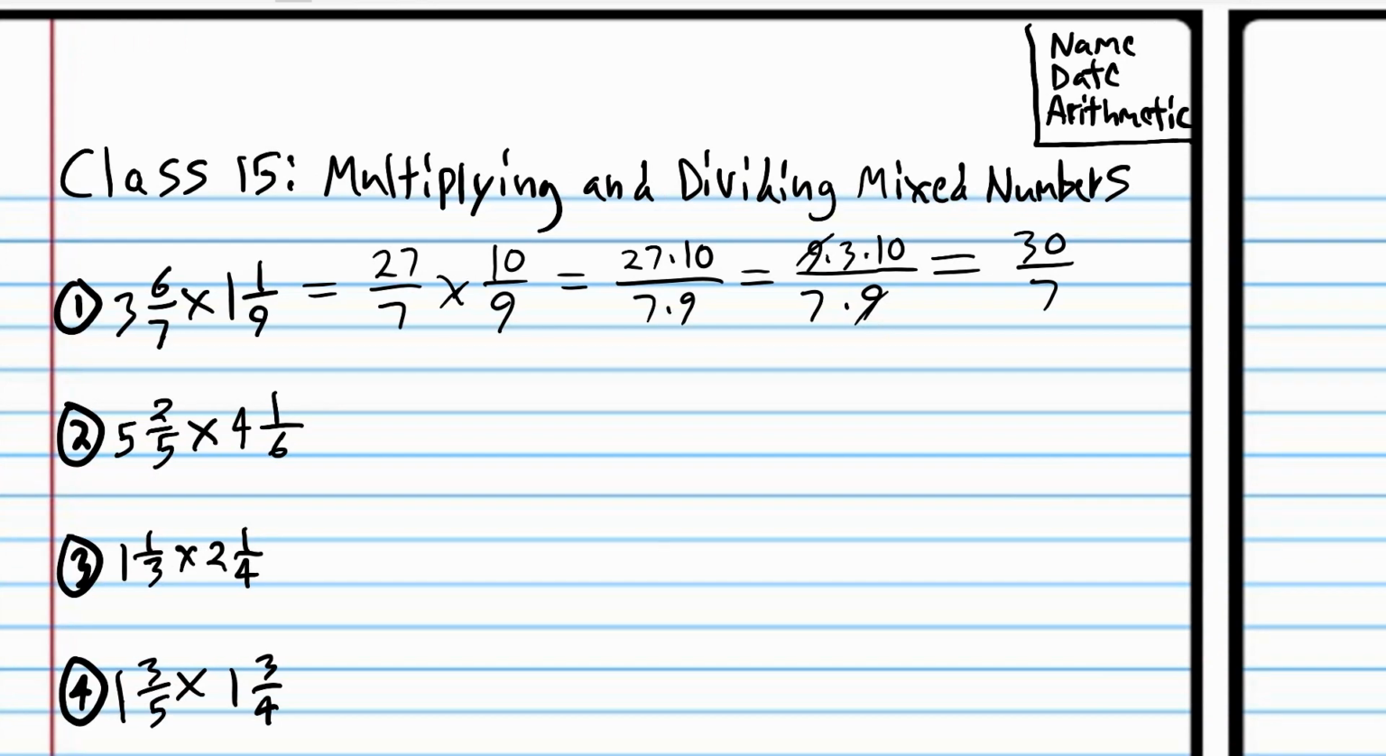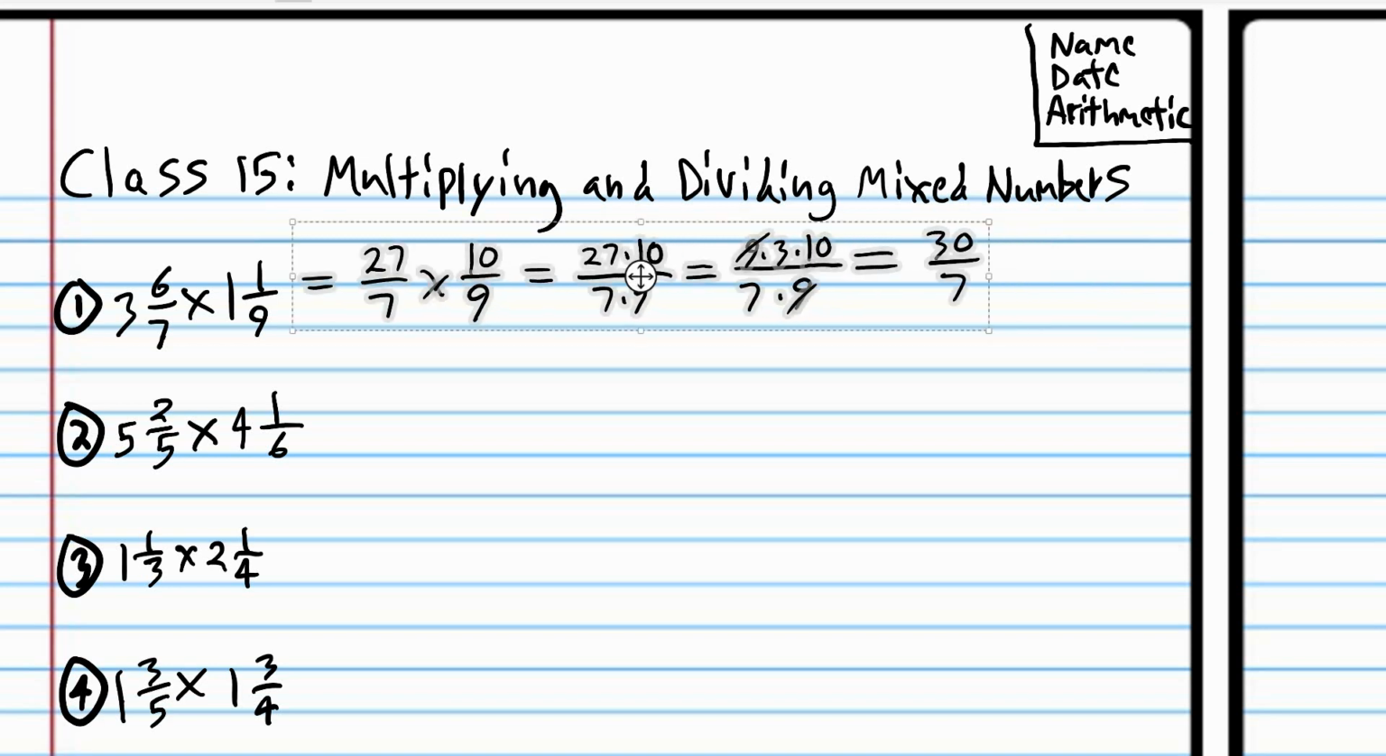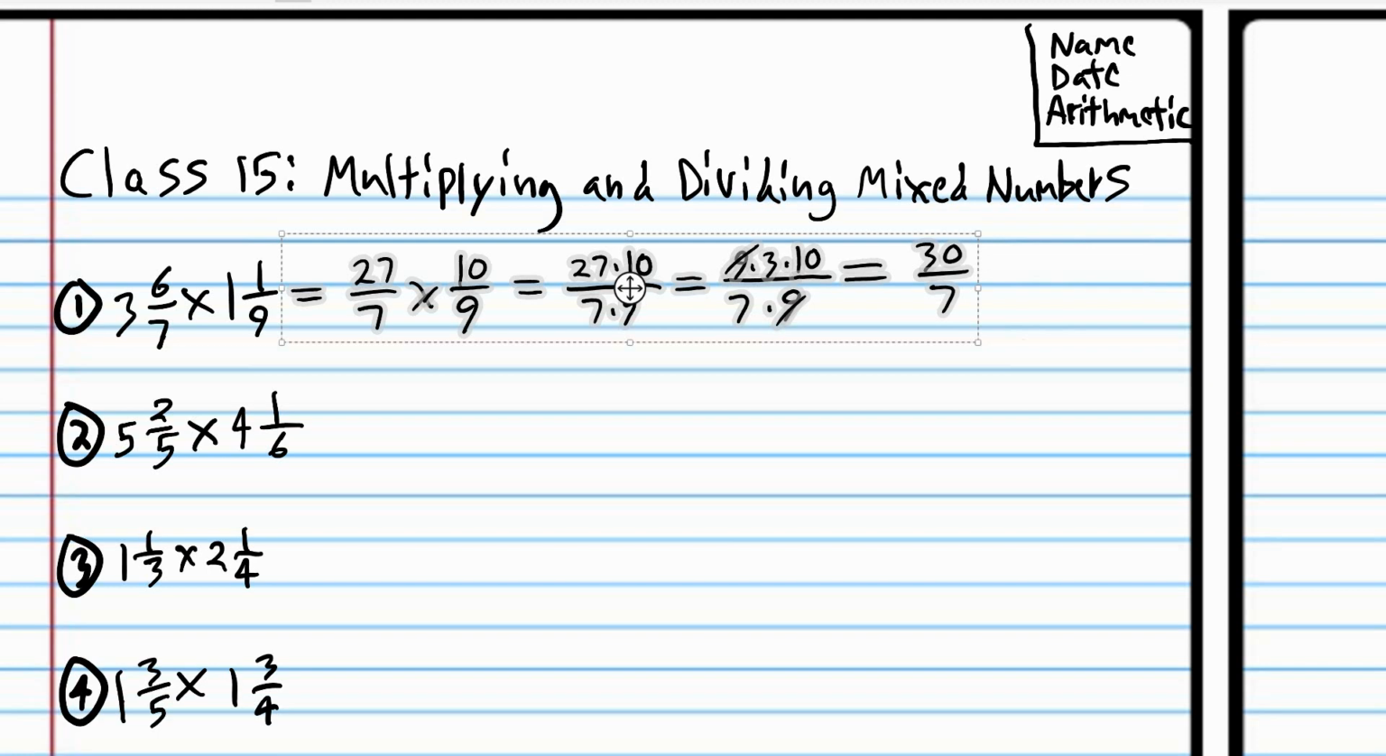Now at that point, you might be tempted to just leave that answer, but we can't leave the expression as 30 over 7. And do you remember why? Well, it's an improper fraction. We don't like leaving our answers as improper fractions. And the reason we don't want to leave it as an improper fraction is because it's not easy to understand as thirty-sevenths. It's much easier to understand it as a mixed number.